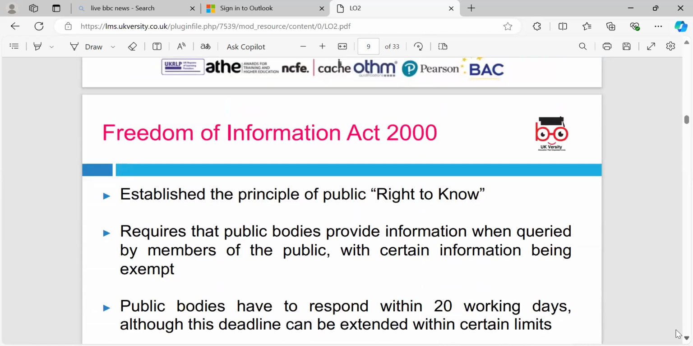So the Freedom of Information Act establishes the principle of a public right to know, requiring public bodies to provide information when asked. For example, if you want to know, as the UK government, where they are buying oil and how much oil is coming from which country, under the Freedom of Information Act we have a right to ask, and we can collect the information.